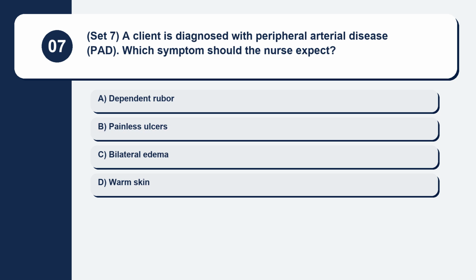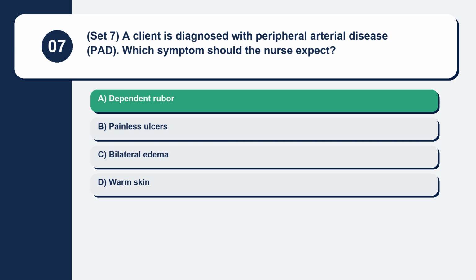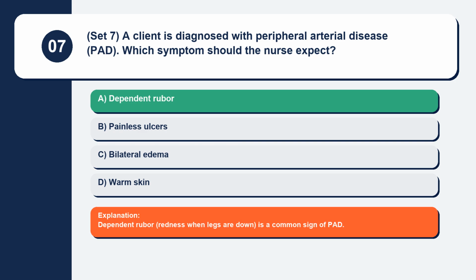Question 7. Set 7. A client is diagnosed with peripheral arterial disease, PAD. Which symptom should the nurse expect? Dependent rubor, painless ulcers, bilateral edema, warm skin. Dependent rubor, redness when legs are down, is a common sign of PAD.